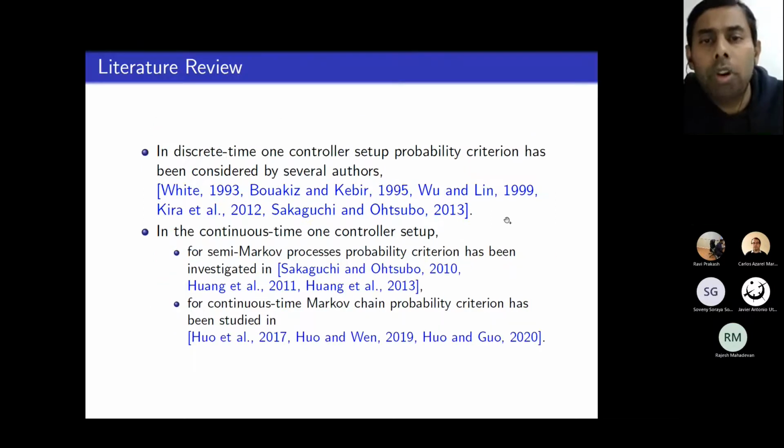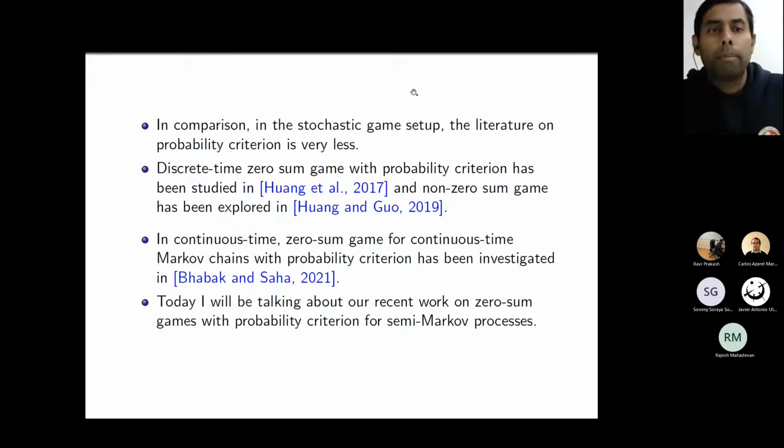Now, so these were all for single controllers. In comparison, in the stochastic game setup, that means where there are multiple controllers, the literature on probability criterion is very less. So there have been two recent works. Discrete time zero-sum game with probability criterion has been studied by Wang and co-authors in 2017, and non-zero-sum game has been explored by Wang and Guo in 2019. Again, you can see this is very recent work.